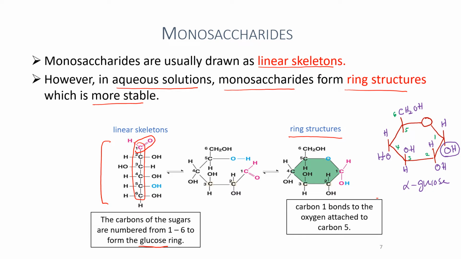If you were to draw a beta glucose, you just change the position of the hydroxy group, where the OH is located above the plane of carbon number 1, and hydrogen is below carbon number 1. So this will become beta glucose. So you should know the difference between alpha and beta glucose.